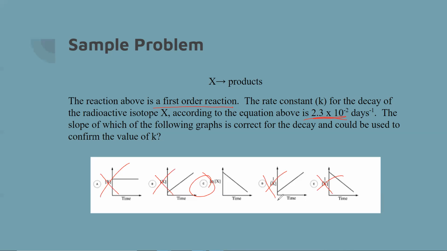Another thing to pay attention to is whether the slope is positive or negative. The only place that you saw a positive slope would be a second order reaction. Since this problem tells you that it's a first order reaction, B doesn't work and D doesn't work. So using that information, you can whittle down to your correct answer.